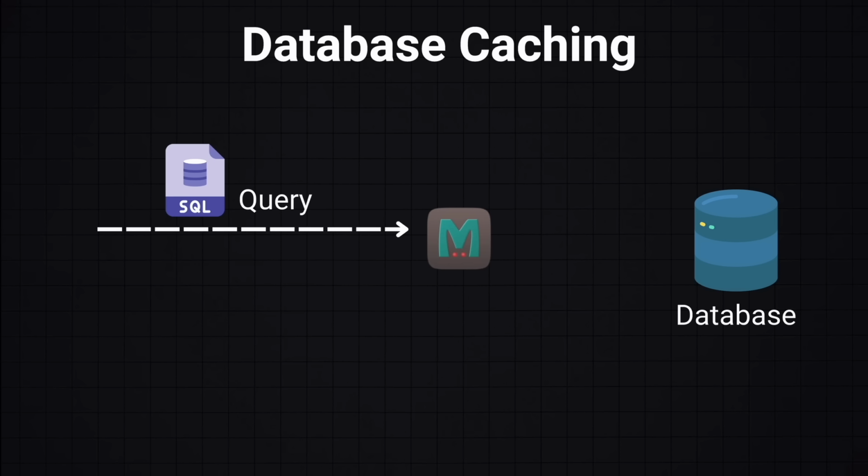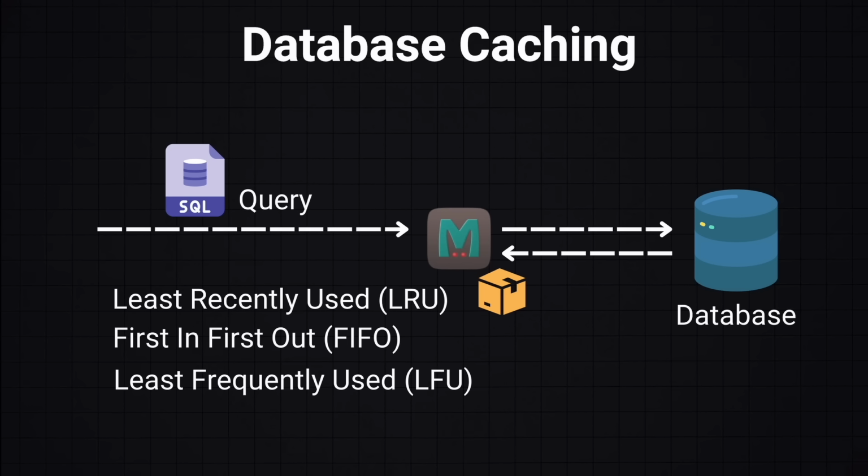But if the data is not found in the cache, the query is executed against the database, and the result is stored in the cache for future requests. This is beneficial for read-heavy applications where some queries are executed frequently. And we use the same eviction policies as we have for server-side caching.